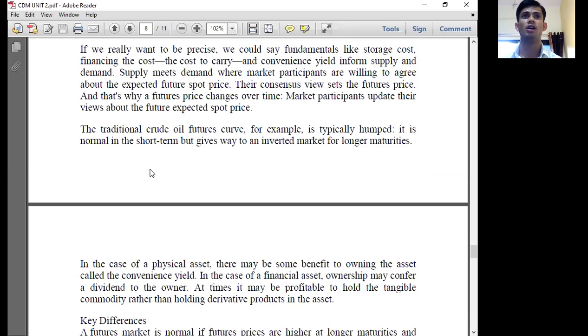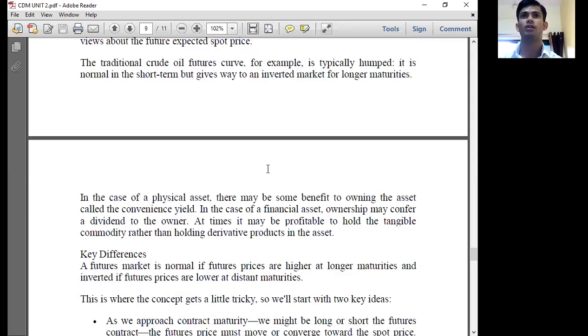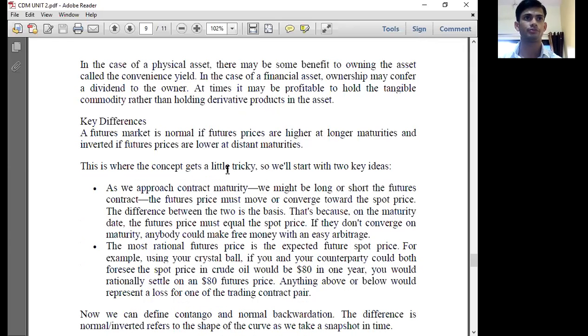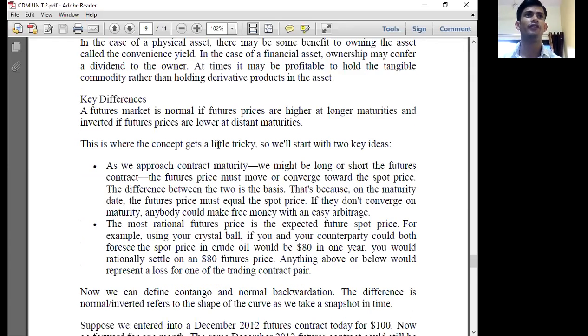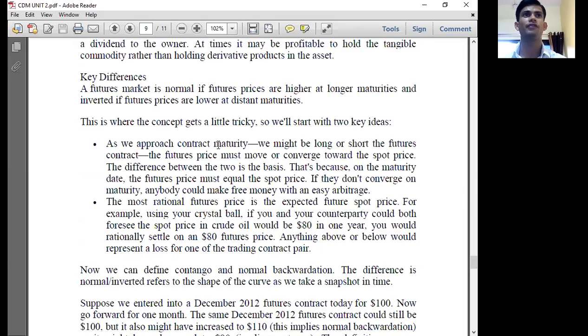The traditional curve, the crude oil future curve, is for example typically the short-term buyer curve. From that, some key differences here. The future market normally has the future price higher at shorter maturity and the future price lowest at distant maturity. This is where the concept gets a little tricky. Try to find out. So we'll start with the two key ideas first.